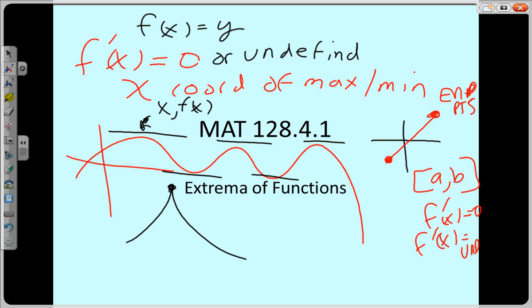Nice. That's for if it's on a closed interval. On an open interval, do you have any endpoints? No. So it can only happen if the derivative is undefined or 0. So if you have a closed set, it can be f of a, f of b, or the derivative. On an open interval, it's just the derivative. Those are the extrema of functions.